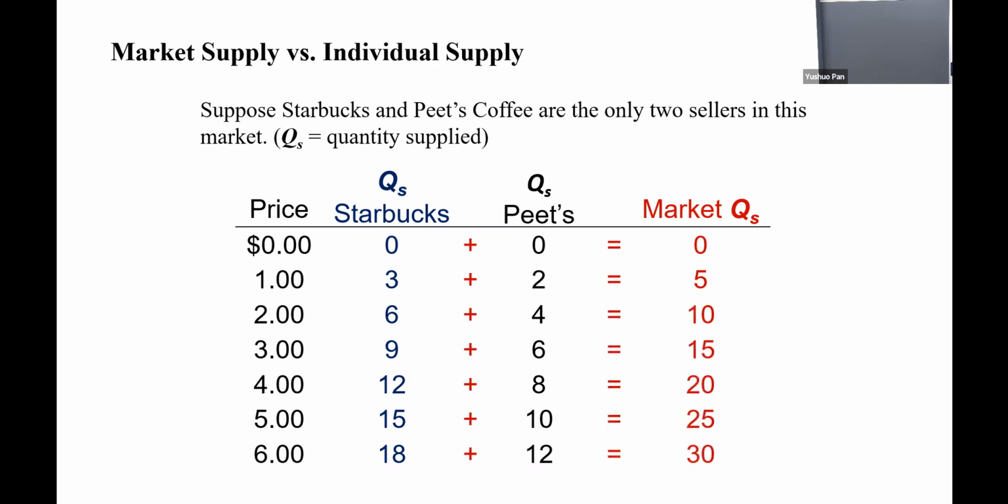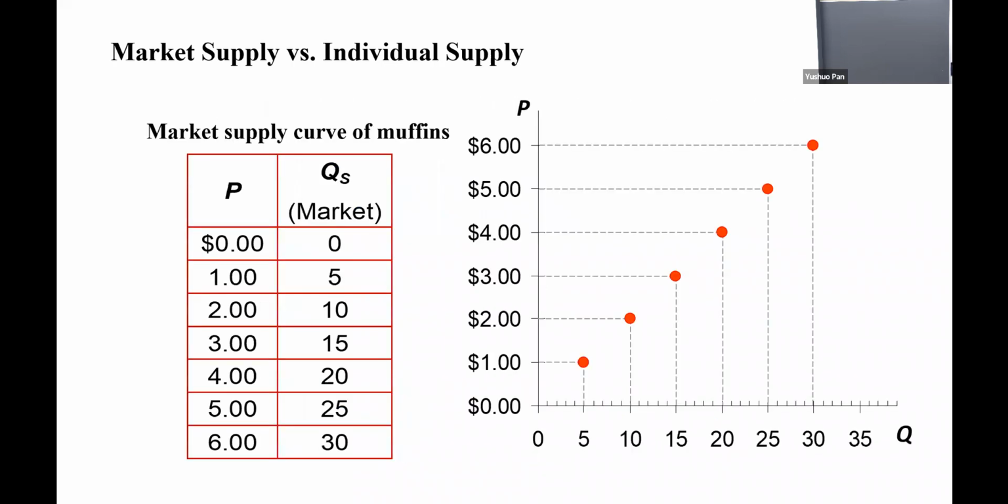Again, after we calculate the sum, the market quantity supplied, we only need the first column and the fourth column, the market quantity supplied, to have a new table and a new curve. It's easy. Find all the points on that graph and then draw a straight line going through them.